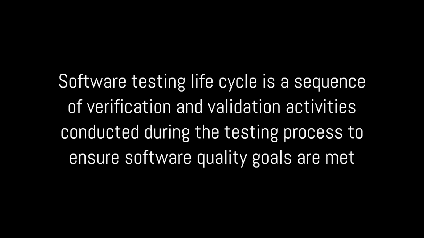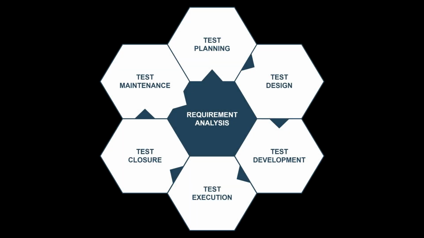Software testing life cycle is a sequence of verification and validation activities conducted during the testing process to ensure software quality goals are met. Software testing consists of a series of methodological steps to certify a software product. There are 7 major stages during the software testing life cycle: requirement analysis, test planning, test design, test development, test execution, test closure, and test maintenance. Each of these stages has a definite entry and exit criteria, activities, and deliverables associated with it.